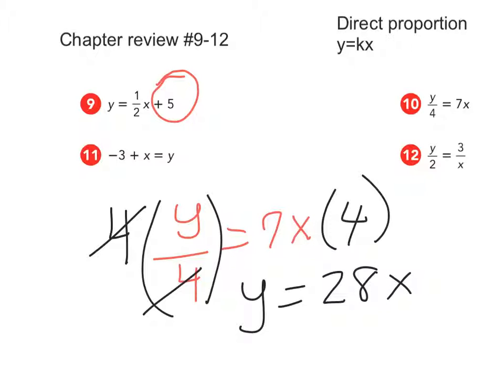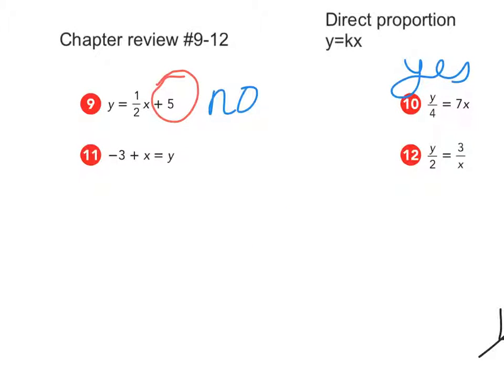So in this case, you have a y is equal to kx direct proportion equation because y is equal to 28, which represents k, or 28 over 1, you don't see the 1, times x. So number 10 would be a yes. So number 9 is a no. Number 10 is a yes.